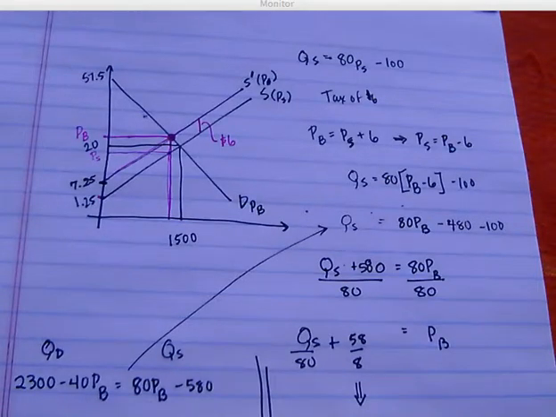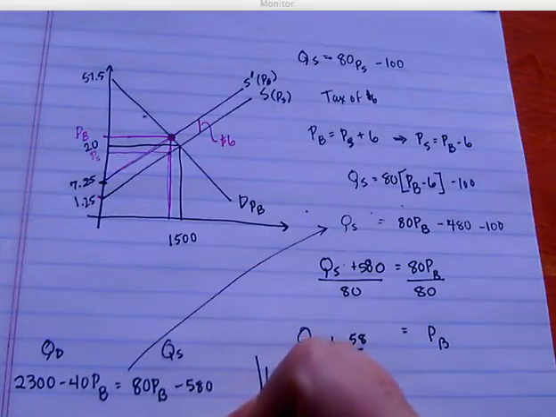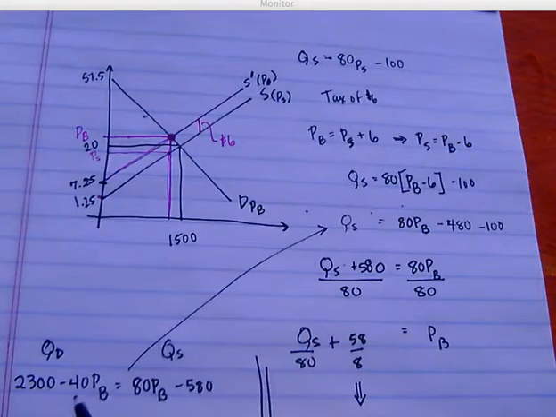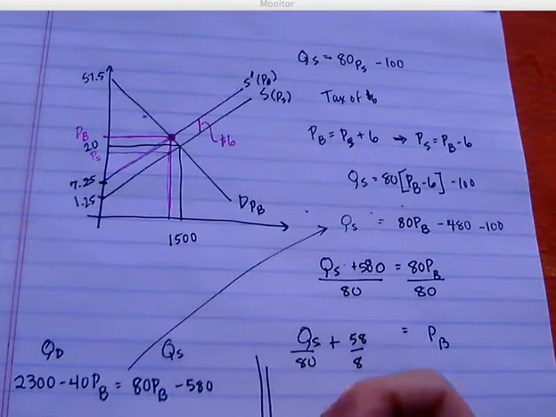So we gather all the PB terms on one side. We get 120 PB, because I'm going to add 40 to both sides. And then we gather all of the constant terms to the left side, so I'm going to add 580 to both sides, and I'll get 2880. So 2880 equals 120 times the price to the buyer. So the price to the buyer is equal to 2880 divided by 120. So that's our new equilibrium price under this tax of $6.